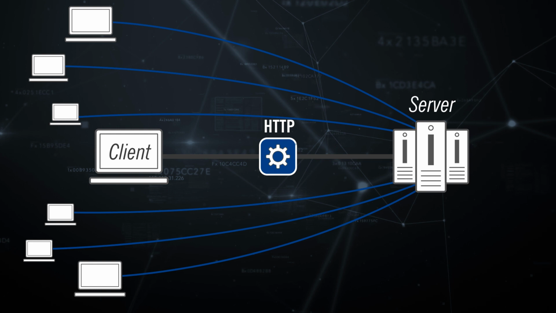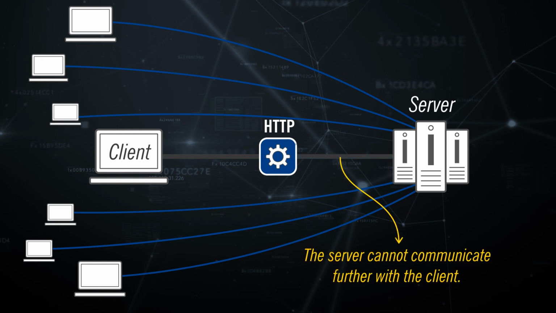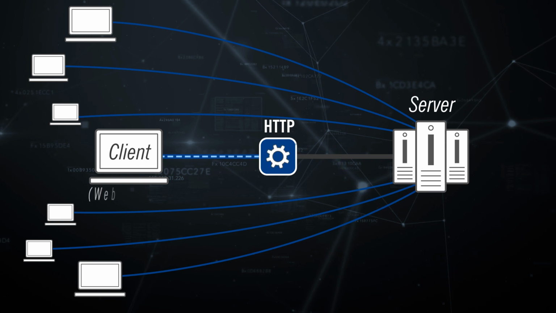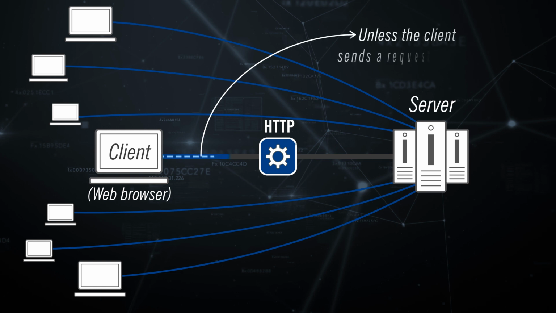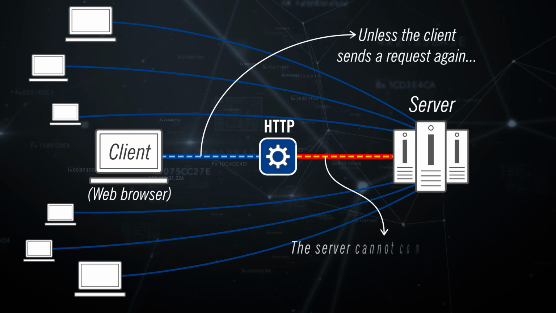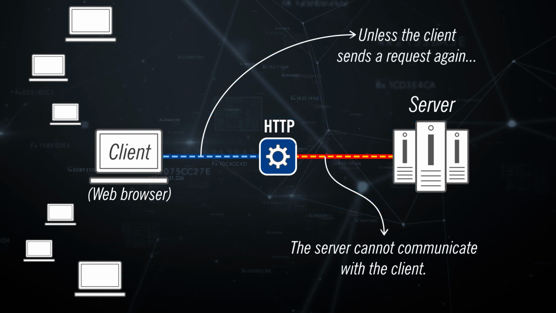After processing the request, the server generates an HTTP response. Once the response is sent, the connection gets closed. That is, the server cannot communicate further with the client. Finally, the client, the web browser, receives the HTTP response. It interprets the response data and renders the web page, which may include images, scripts, and any other resources received from the server. So simply put, unless the client sends a request again, the server cannot communicate with the client.